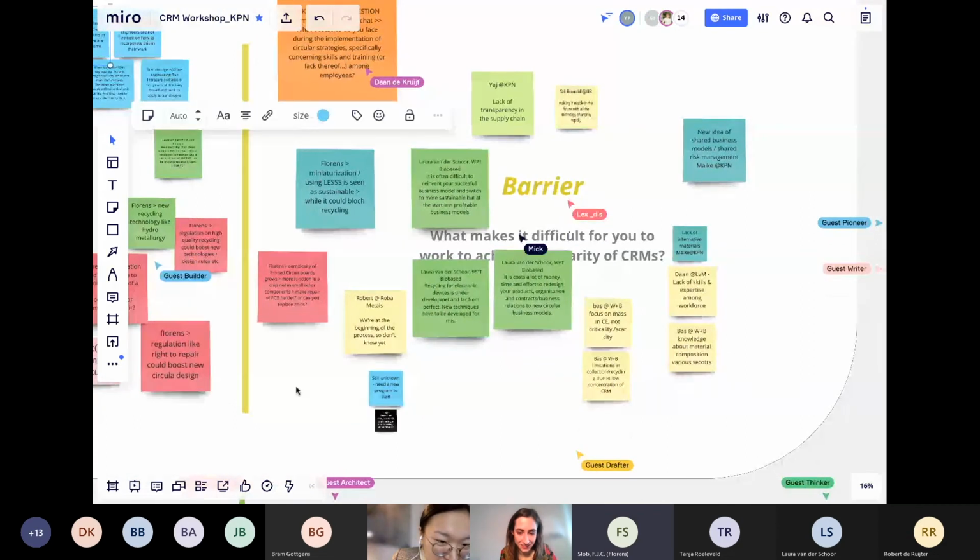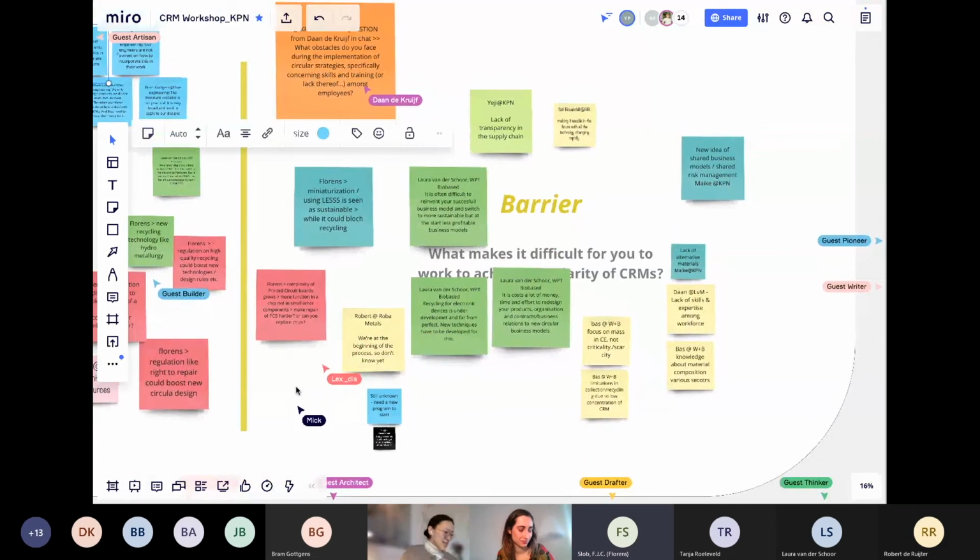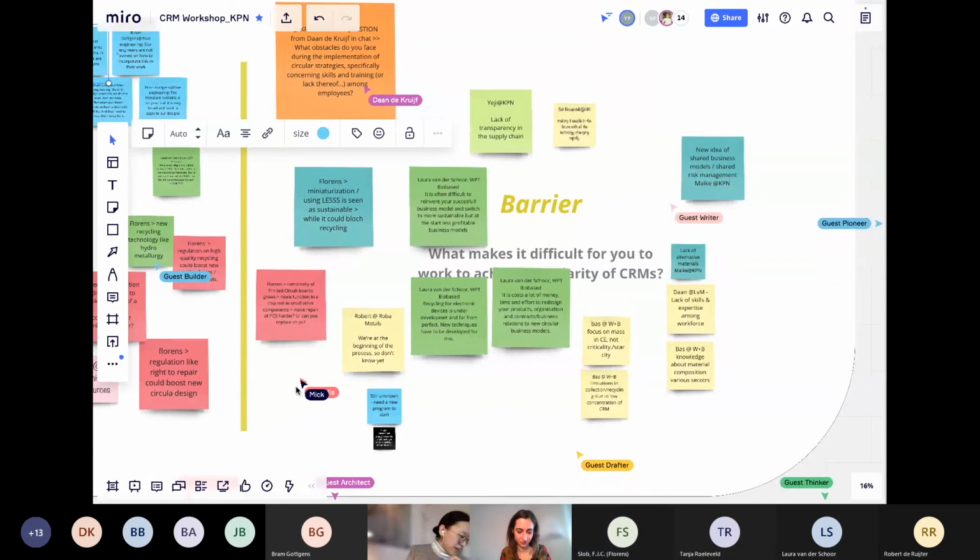Can you rephrase your question again? Yeah. So I was wondering if any manufacturing companies, OEMs, have ever tried to communicate with the component manufacturers to understand the CRMs and the detailed composition within the components they purchase.